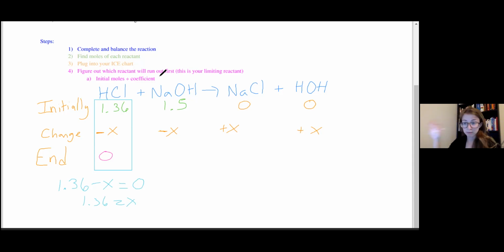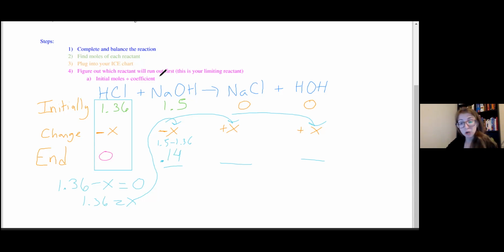I'm not going to actually replace my X's, but I can plug that X into each of these X's so that I can figure out what's at the end for each compound. So for the NaOH, it's 1.5 initially, but then it says we subtract 1.36. So to figure out what goes at the end here, I'm doing 1.5 minus my X value, 1.5 minus 1.36. So at the end, I still have some NaOH left over. I didn't use it all up. I just can't keep making any more product because I ran out of HCl. I have 0.14 moles of NaOH left.